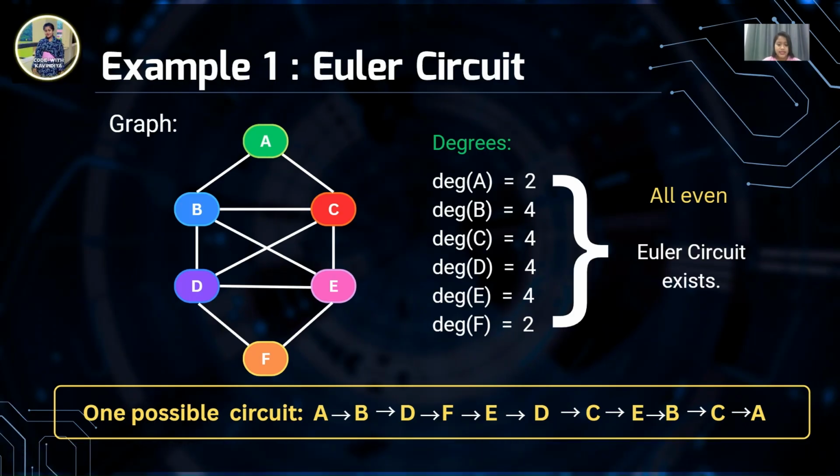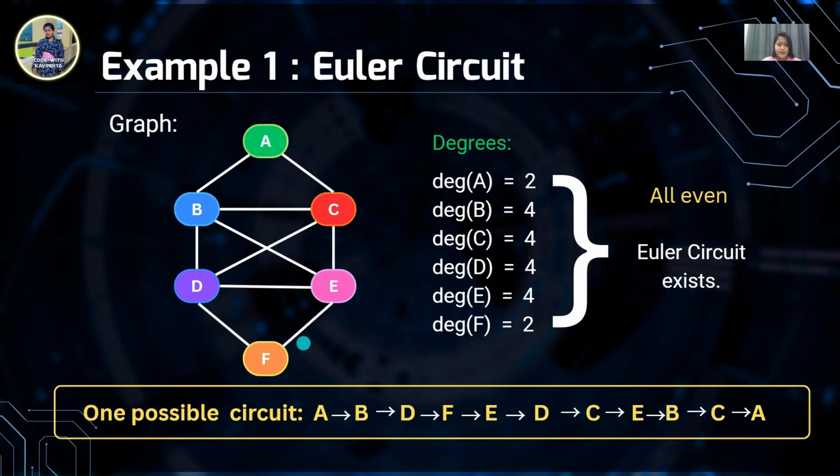First, check the degrees. A has 2 degrees, 1 and 2. B has 4 degrees, 1, 2, 3, 4. C also has 4 degrees, 1, 2, 3, 4. E also has 4 degrees, 1, 2, 3, 4. D also has 4 degrees, 1, 2, 3, 4. F has 2 degrees, 1, 2.